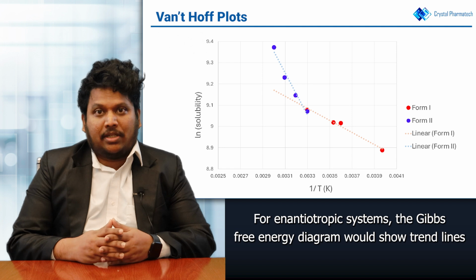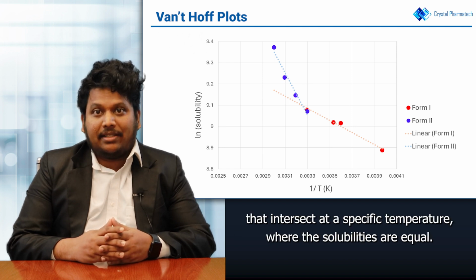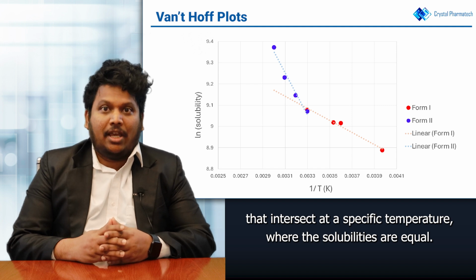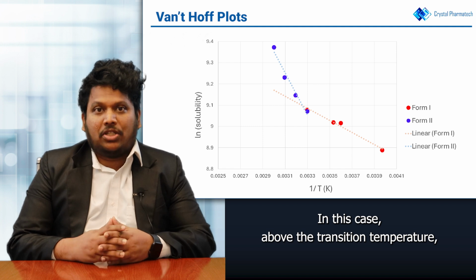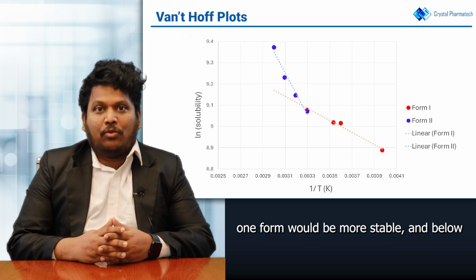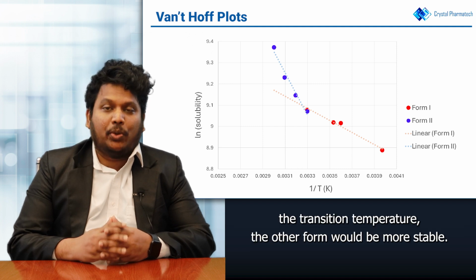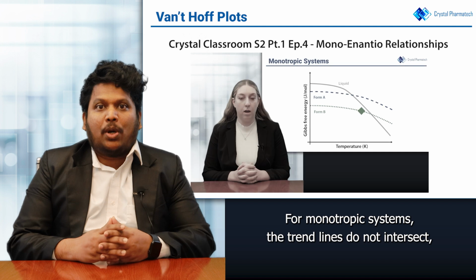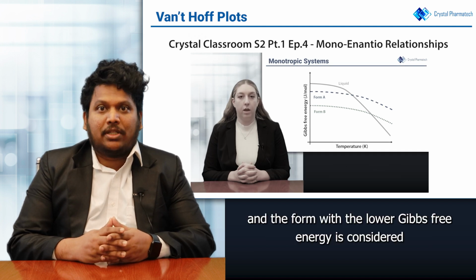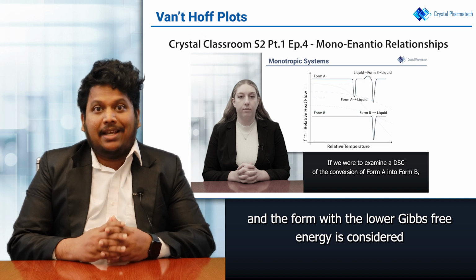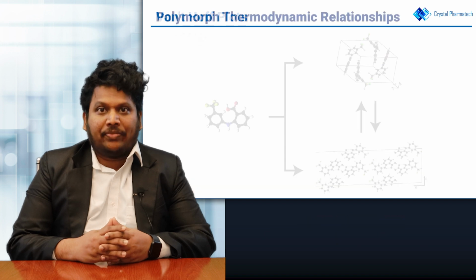For enantiotropic systems, the Gibbs free energy diagram would show trend lines that intersect at a specific temperature, where the solubilities are equal. In this case, above the transition temperature, one form would be more stable, and below the transition temperature, the other form would be more stable. For monotropic systems, the trend lines do not intersect, and the form with the lower Gibbs free energy is considered the most stable over the examined temperature range.